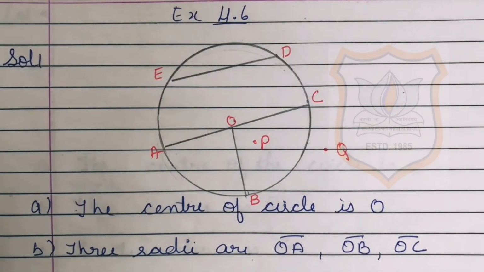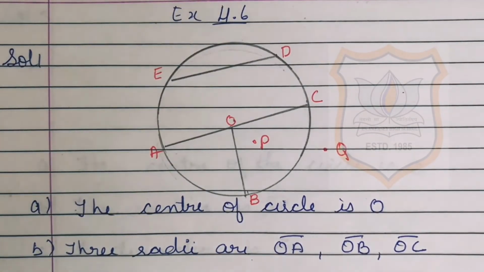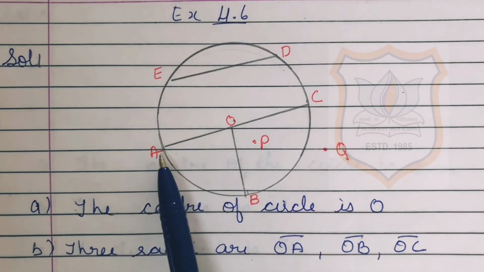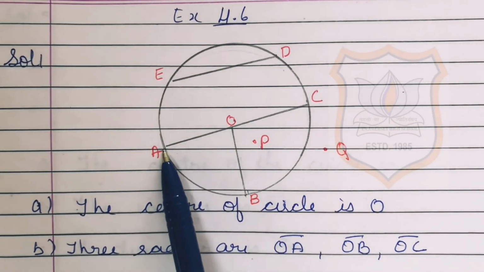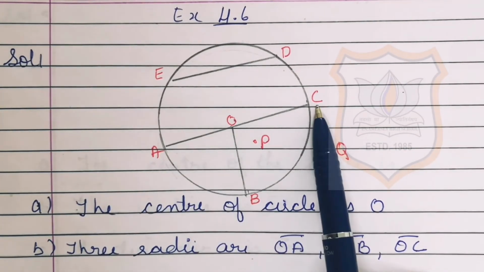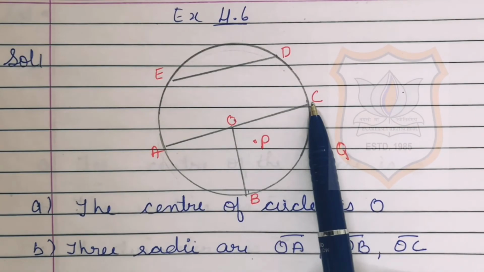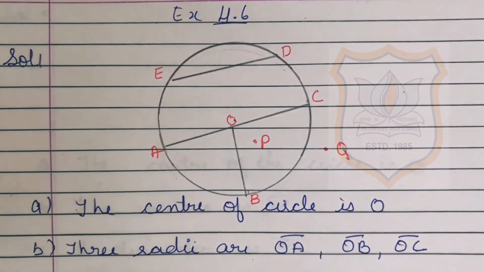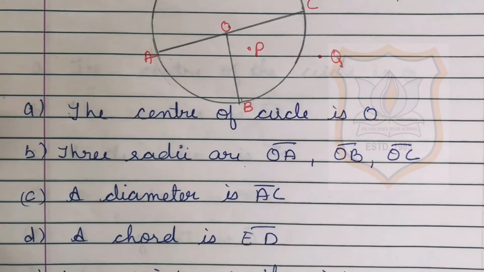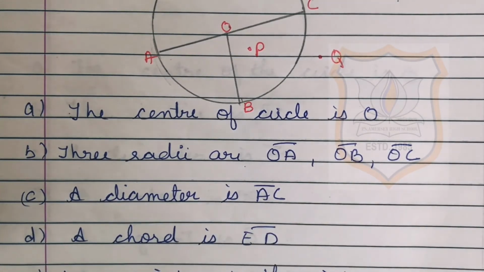Now next we have to find out the diameter. As I've explained, a diameter is a chord which divides a circle into 2 parts and passes through the middle of the circle. Here you can see that line segment AC is passing through the middle of the circle and it's dividing the circle into 2 parts. So the answer to C part of question number 1, a diameter, is line segment AC.